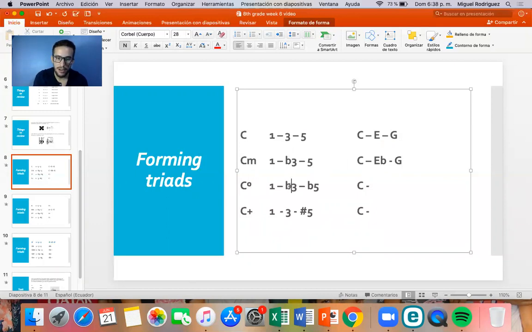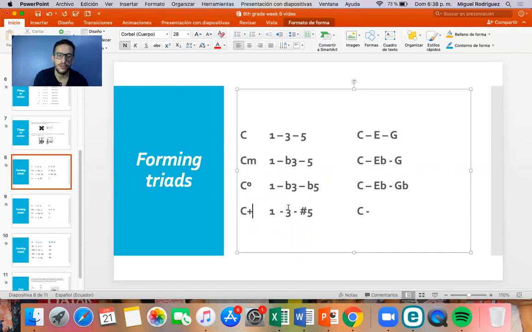Since we have flat 3 right here, we know it's going to be E flat because we just did it, E flat. And then the flat 5 is going to be G flat, okay? And then with the augmented triad, okay? Remember, the augmented triad is going to be represented by this plus sign, okay? So the augmented triad has only one difference from the major one, that the 5 is going to be sharp.